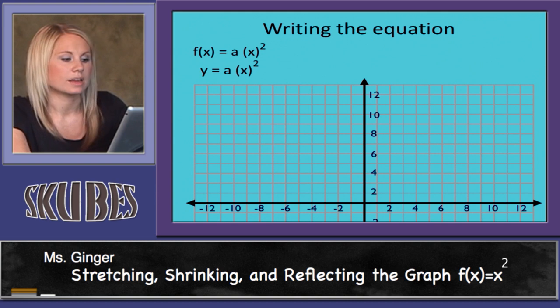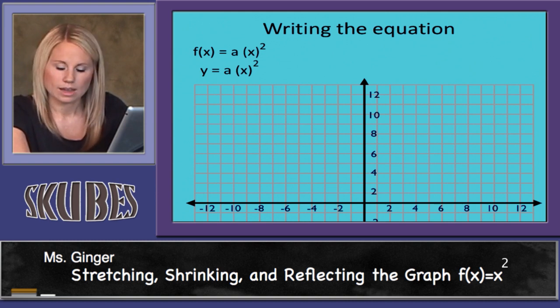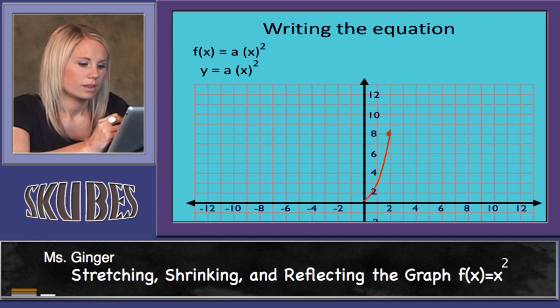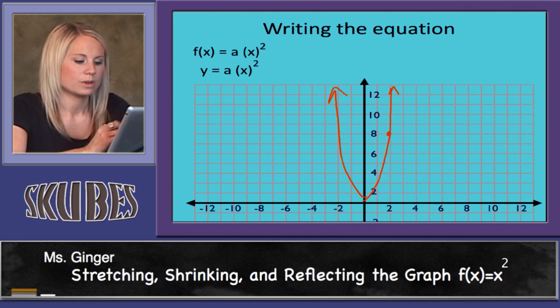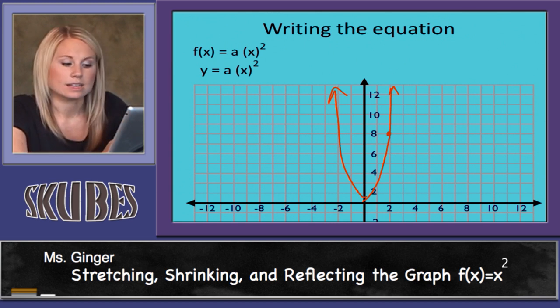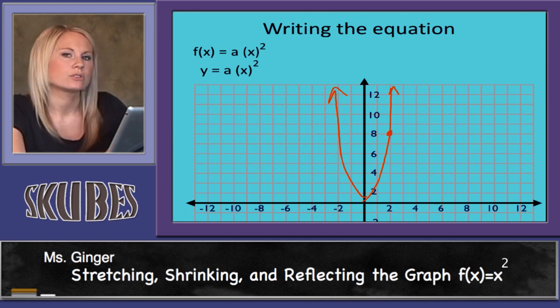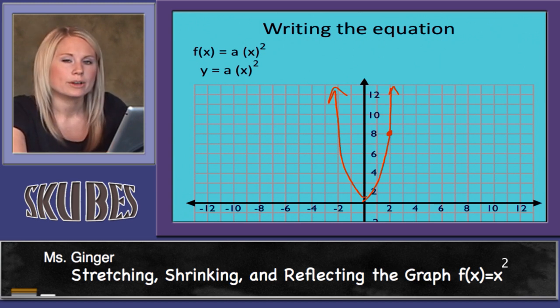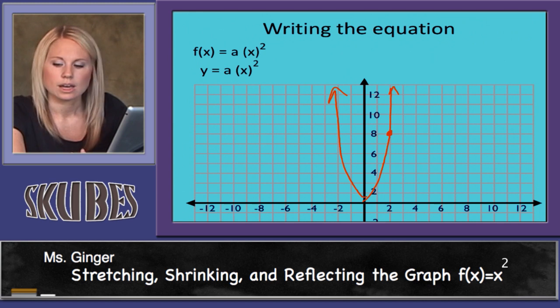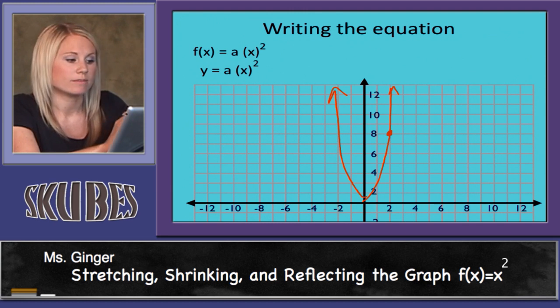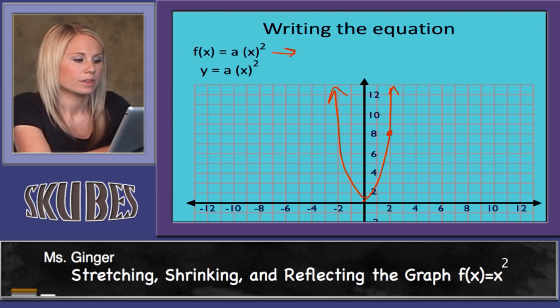So let's take a look at an example. Let's say that we have a parabola here, and it's moving through a few points on the graph, but one that we can see is the point (2,8). If I notice that my picture is going through the point (2,8), how much has this parabola had a stretch or a shrink? We don't know. So let's substitute in that (2,8) x-y value into this equation.